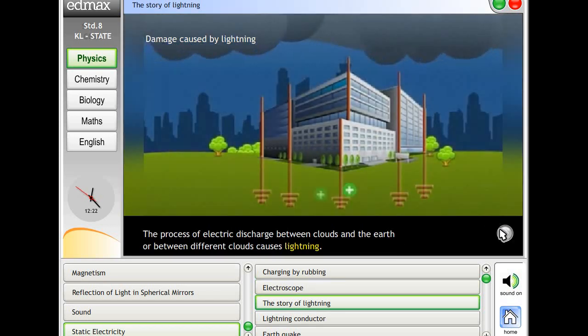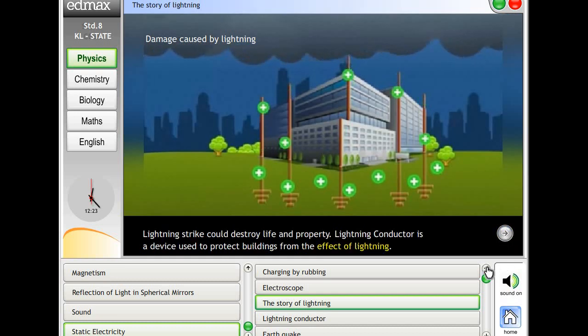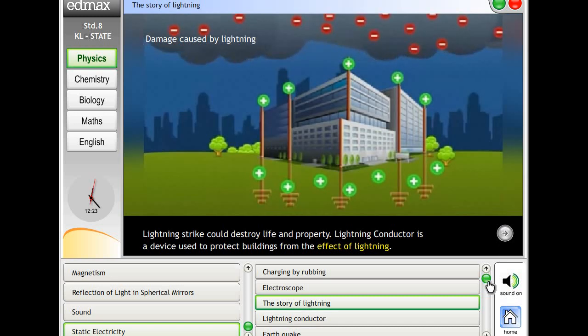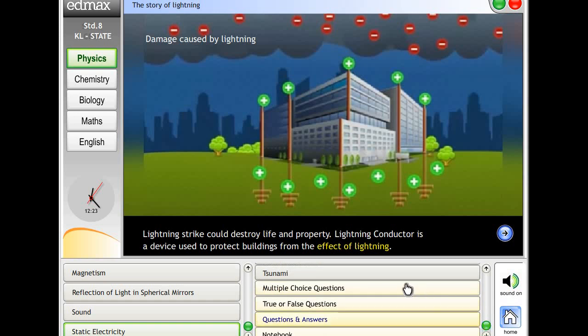The story of lightning. The process of electric discharge between clouds and the earth or between different clouds causes lightning. Lightning strike could destroy life and property. Lightning conductor is a device used to protect buildings from the effect of lightning.